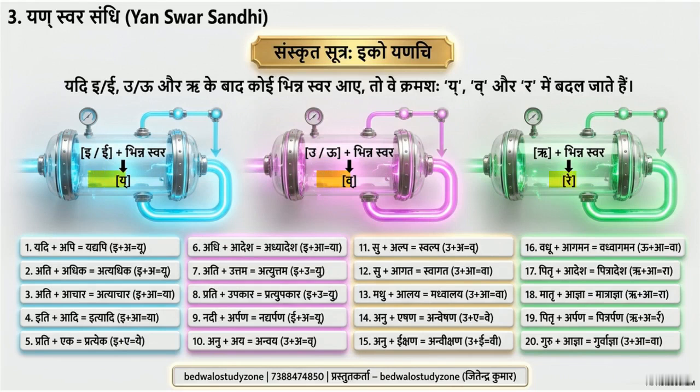Here, the colliding vowels transform into consonants like ya, va, or r. During this transformation, the preceding consonant is forced to shrink. In prati plus ek, the t becomes a half letter to accommodate the new ya sound in pratyek.